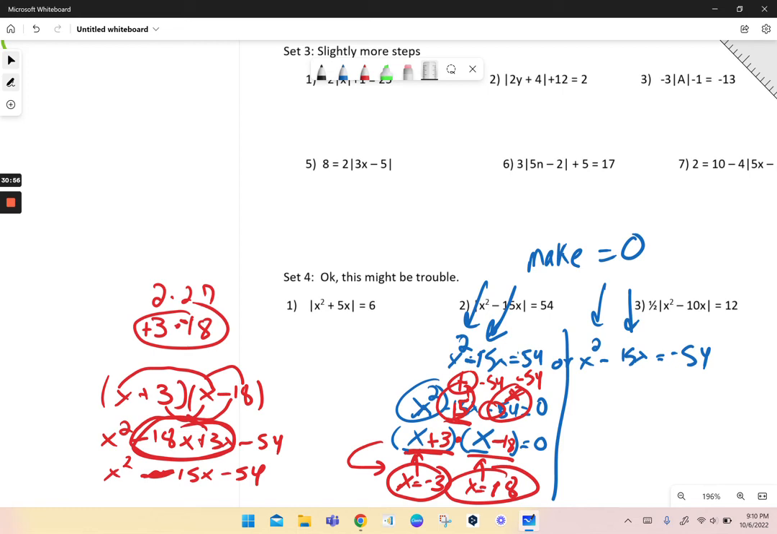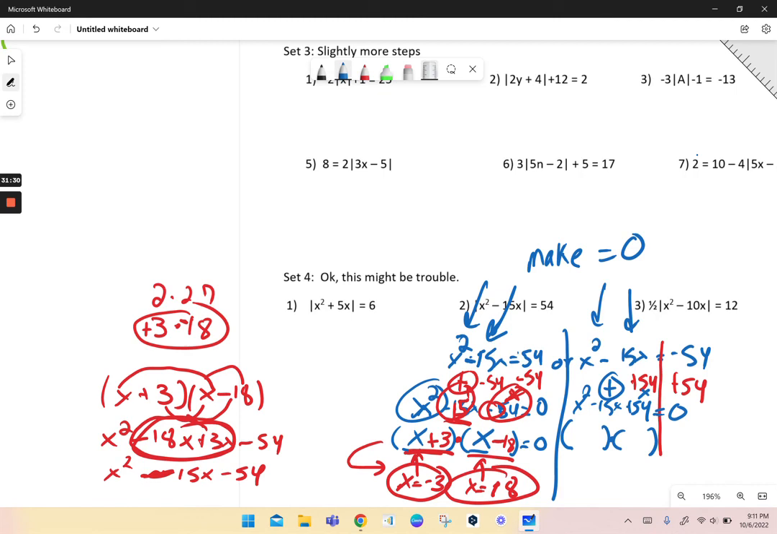But we've only solved one of the two halves of the equation. And so we still need to go solve this other one. Remember, our first step is to make it equal to 0. And I hope you guys remember this from Algebra 1. So x squared minus 15x plus 54 this time equals 0. And again, we're factoring. We have two things multiplying to make 0. And we need them to add to be what number? And multiply to be what number? It needs to add to be 15 and multiply to make 54.